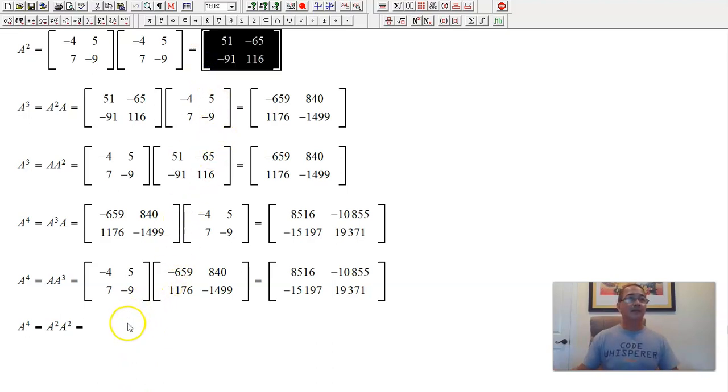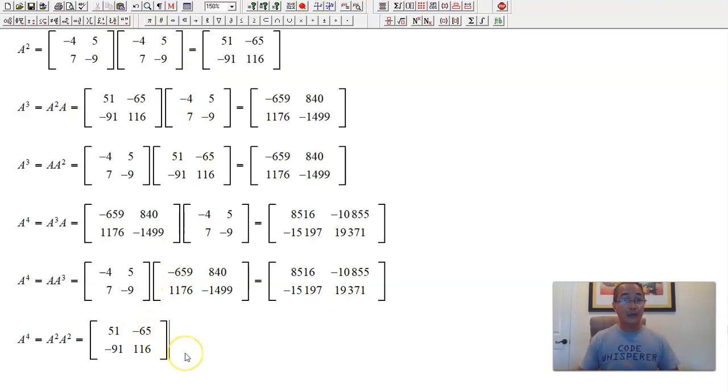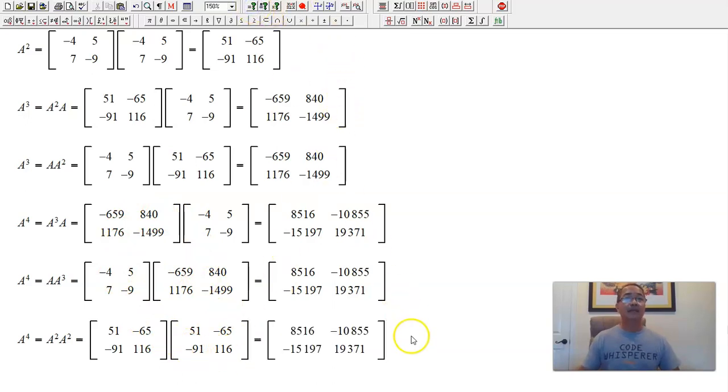So this time, we will start with A squared and then multiply it by itself, A squared times A squared. So notice this is very different now from what we have here. So, do we get exactly the same answer? Yes, we do.